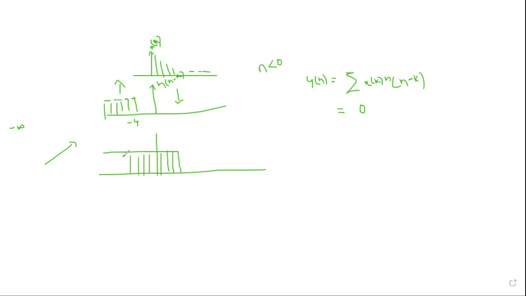Now let me take the case where n is greater than or equal to 0. Say n is equal to 4 as an example. Now somebody tell me, is there any overlap between x of k and h of n minus k? Is there any overlap? Yes, sir, there is overlap. From where to where?